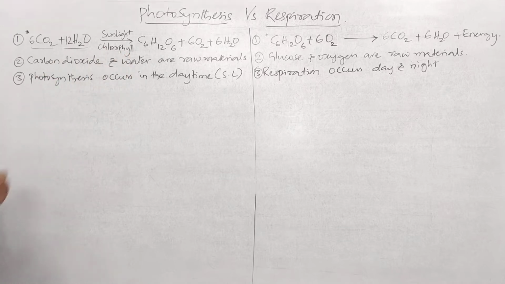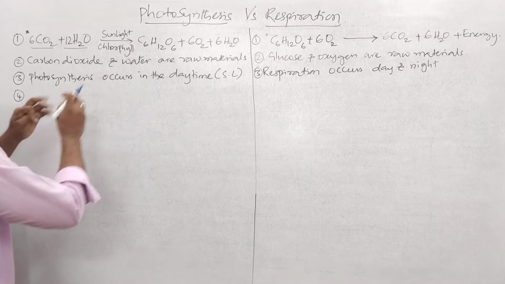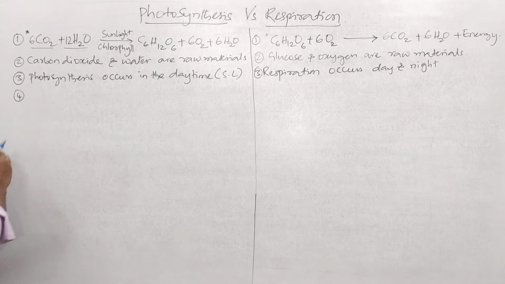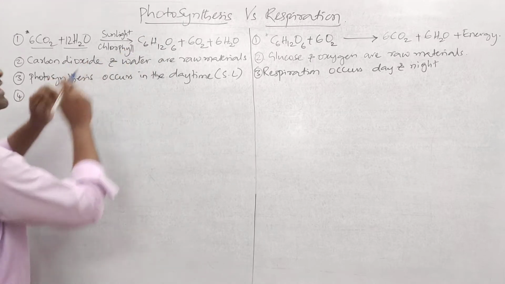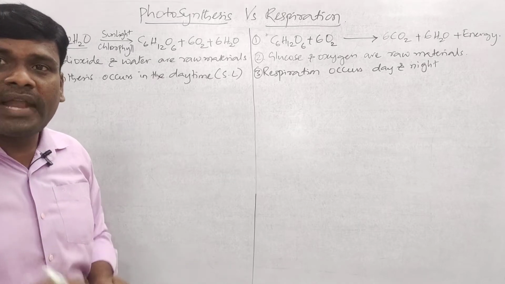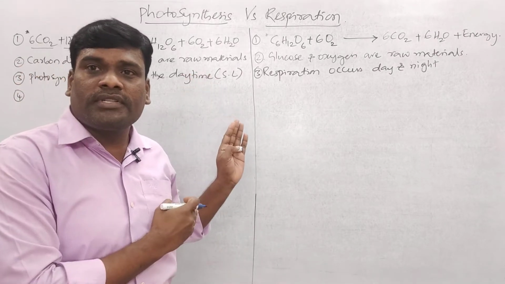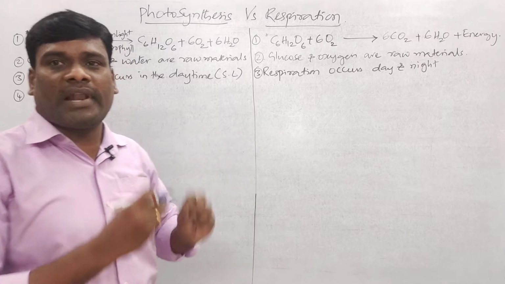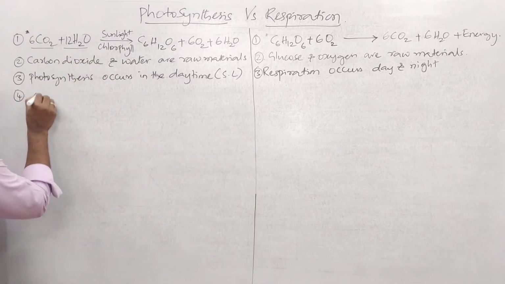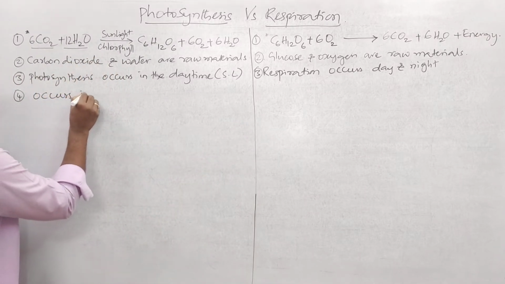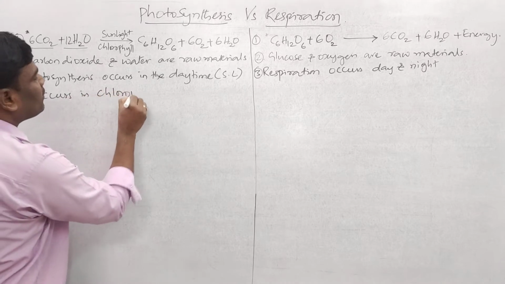Chlorophyll. Got it? This photosynthesis occurs in a plastid, that is the chloroplast. And the chlorophyll is a pigment which is present in the chloroplast. So this photosynthesis process occurs in the chloroplast. Just write down, occurs in chloroplast.